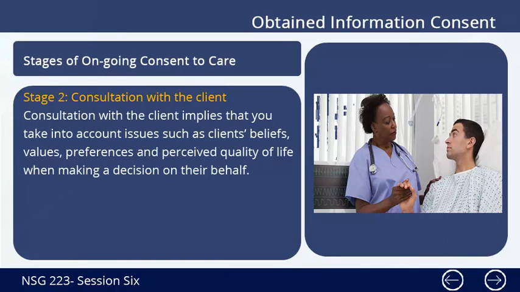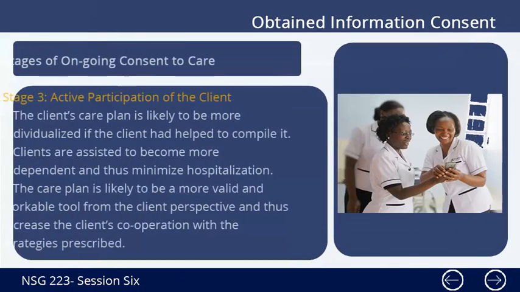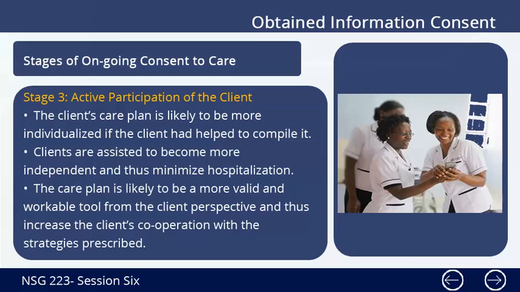Stage 2. Consultation with the client. Consultation with the client implies that you take into account issues such as the client's beliefs, values, preferences, and perceived quality of life when making a decision on their behalf. Stage 3. Active participation of the client. You should encourage the client to be actively involved in planning and reviewing their care as recorded in their care plan.